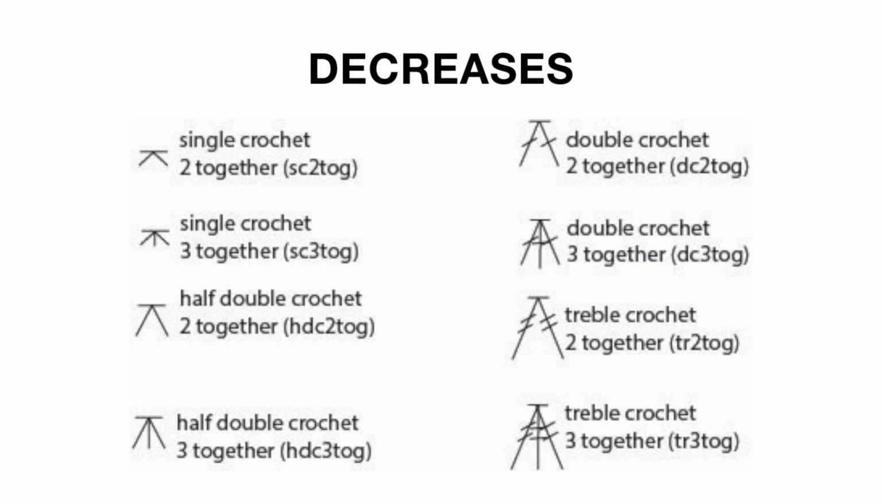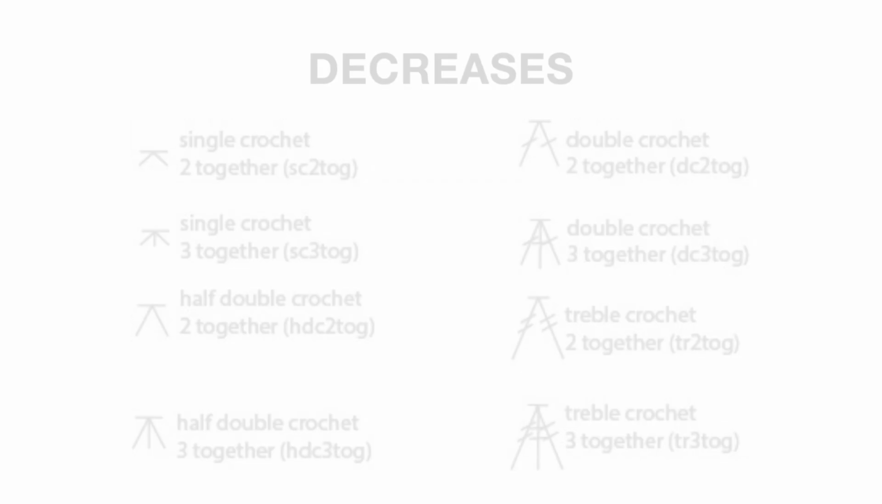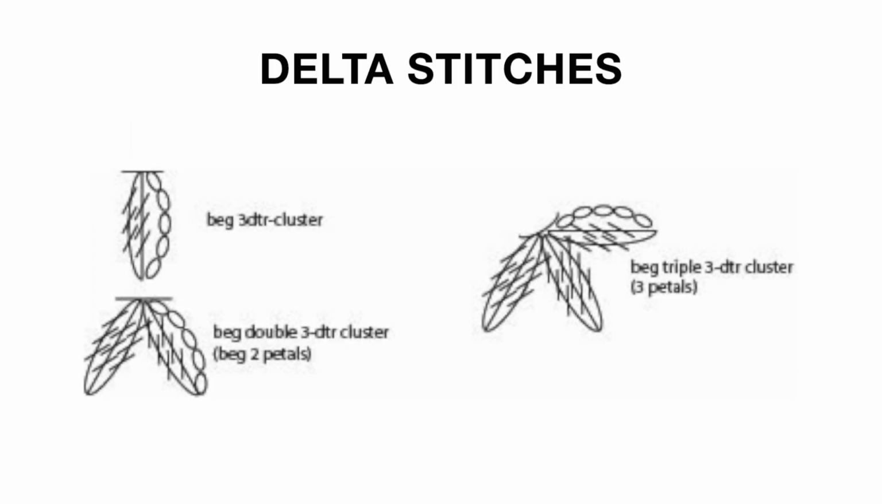Decreases can be worked with any height stitch. Here are some examples in single crochet, half double crochet, double crochet, and treble crochet stitches. Delta stitches can be worked over any height stitch. Here the examples are shown in double treble crochet.